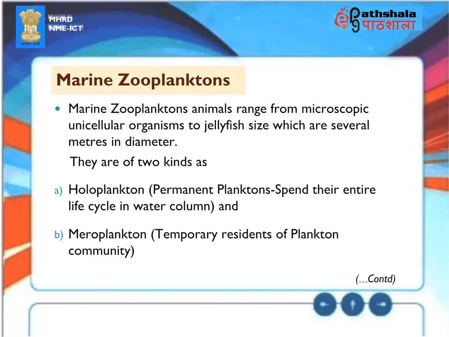Marine zooplankton. Marine zooplankton animals range from microscopic unicellular organisms to jellyfish, which are several meters in diameter. They are of two kinds: holoplankton, permanent planktons that spend their entire life cycle in the water column, and meroplankton, temporary residents of the plankton community.